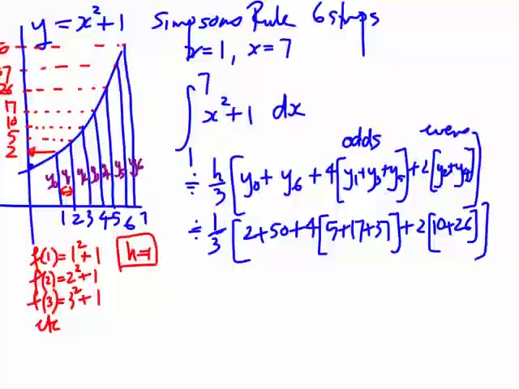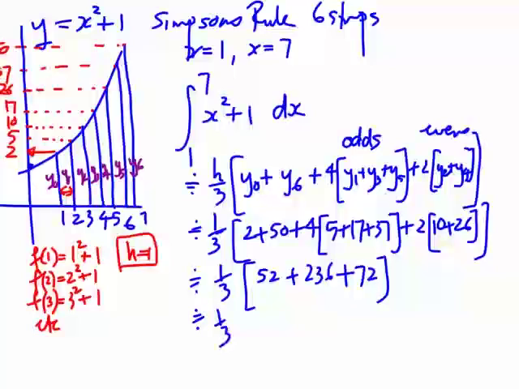So let's put all this in. We have approximately 1/3 of 52, 236, and 72. It's approximately 1/3 of 360, which is approximately equal to 120. Now, that actually is the exact value if you do it by the fundamental theorem of calculus.